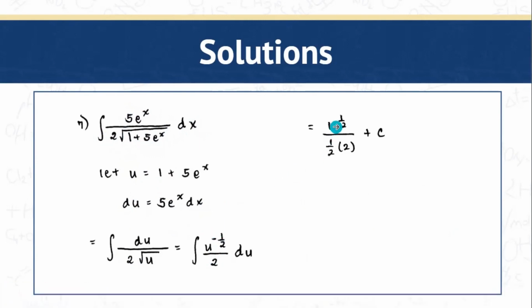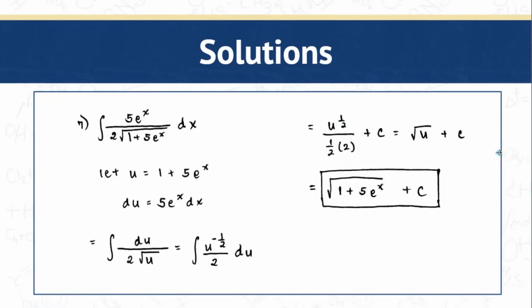This integral is equal to u raised to 1/2 over 1/2, and then, of course, we have 2 in the denominator, and then plus c, or the constant of integration. Simplifying this, we'll be having the square root of u plus c, because the denominator will be equal to 1/2 times 2, and then u raised to 1/2 is the square root of u. On doing the substitution, our final answer would be the square root of 1 plus 5 e raised to x plus c. So this monstrosity is reduced to this, which looks very simple compared to the given.